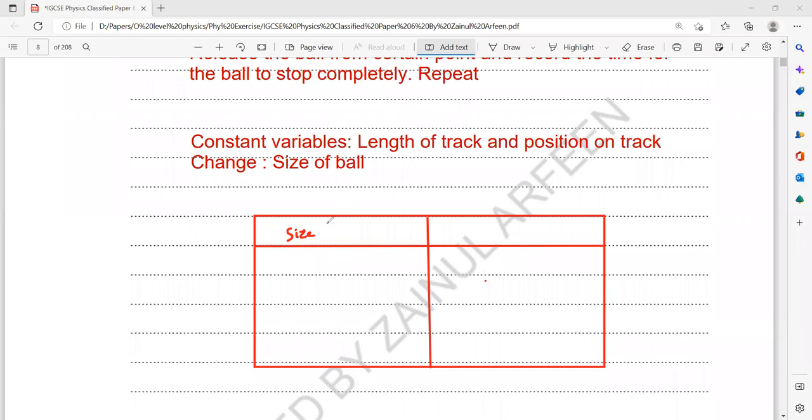So whenever you draw a table, the table should have a column heading. So size, then slash the unit, for example millimeter or centimeter. And then time, you can use letter T and then slash the unit, second. You don't have to write any numbers in the table.